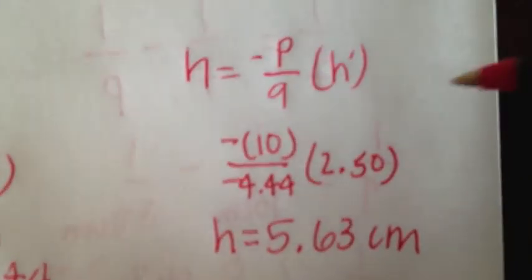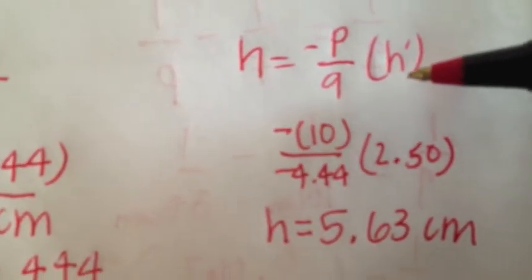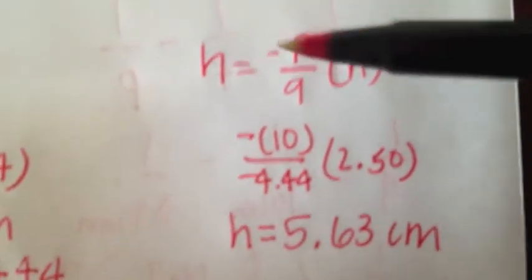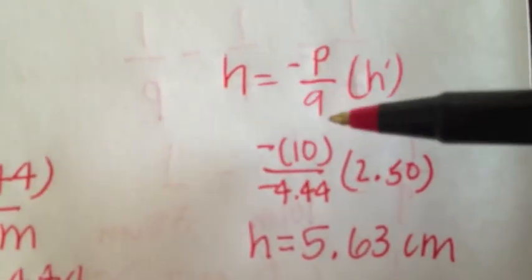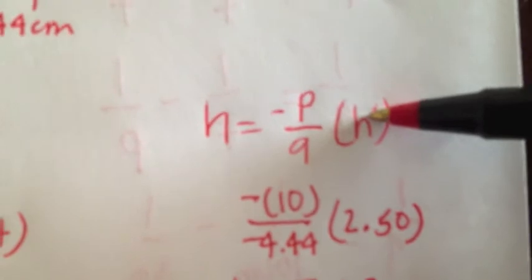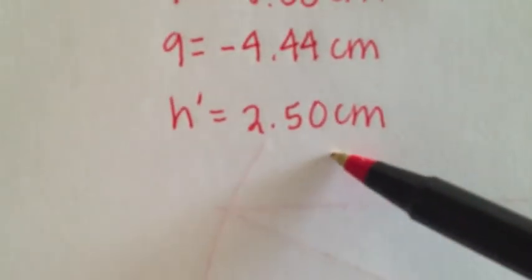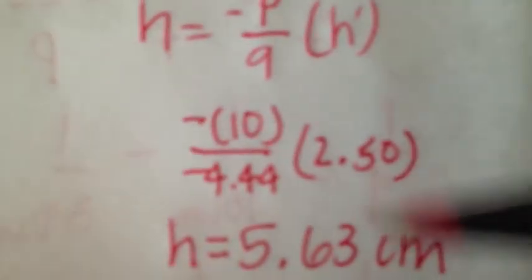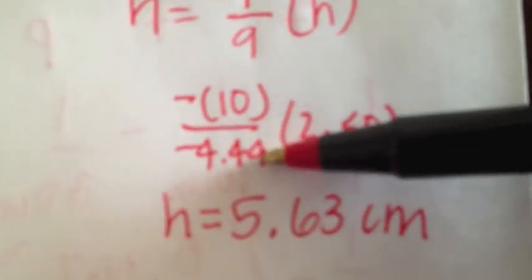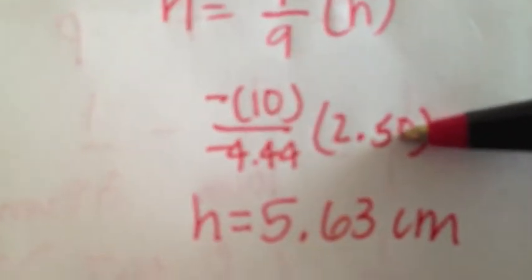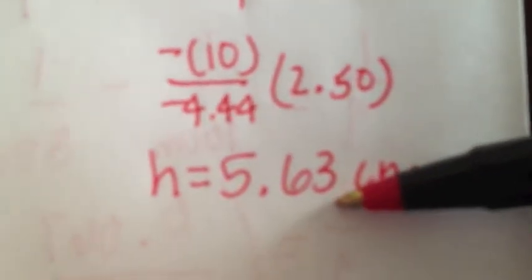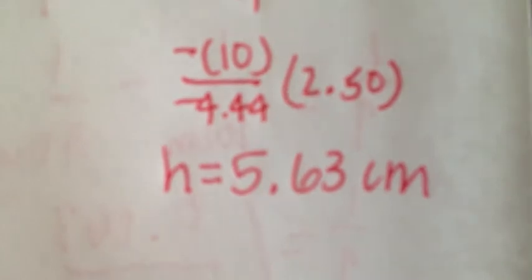And now I move on to find the height of my object, which would be just negative P divided by Q times the height, which was given for us at the beginning of the problem. So now I move on to negative 10 divided by negative 4.4 times 2.5 equals a height of 5.63 centimeters.